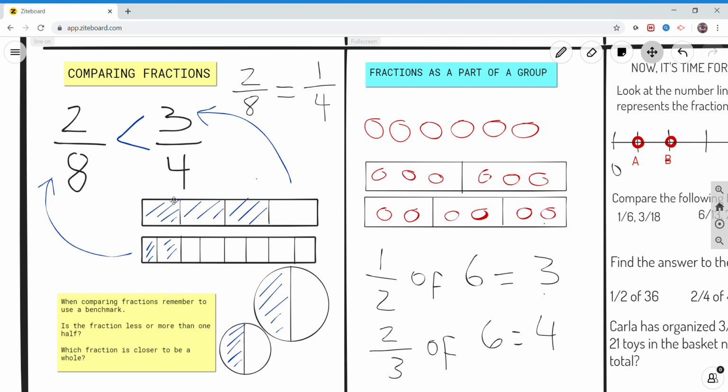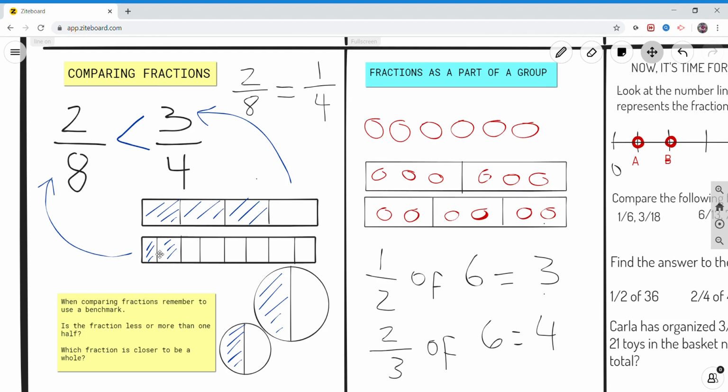So in this example, we have 2/8 and 3/4. If you look at the bars right here, which are equal size, one of the bars is split in 4 equal parts. 3 parts are shaded, so then I am representing 3/4. The bar right here has 8 equal parts. 2 parts are shaded, which represents 2/8.